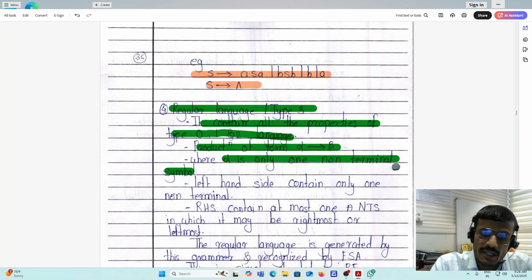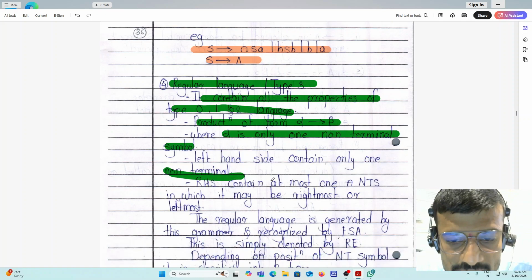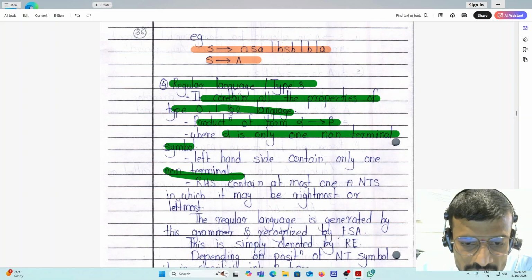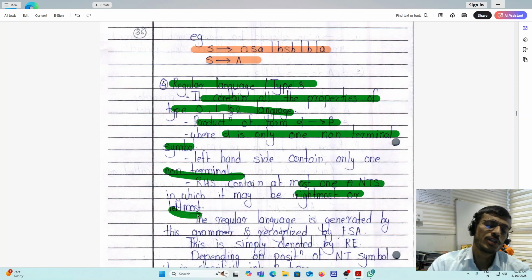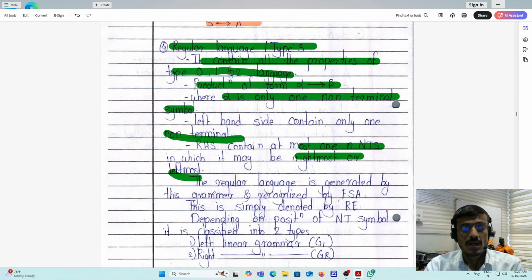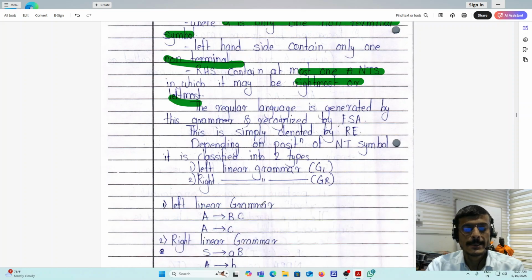The left hand side contains only one non-terminal symbol. The RHS contains at most one non-terminal, that is very important. The RHS also contains at most one non-terminal symbol. It may be rightmost or it may be leftmost. That production may be rightmost or leftmost. A regular language is generated by the grammar and recognized by FSA. This is simply denoted by a regular expression. Okay, so that is the thing with respect to type 3.